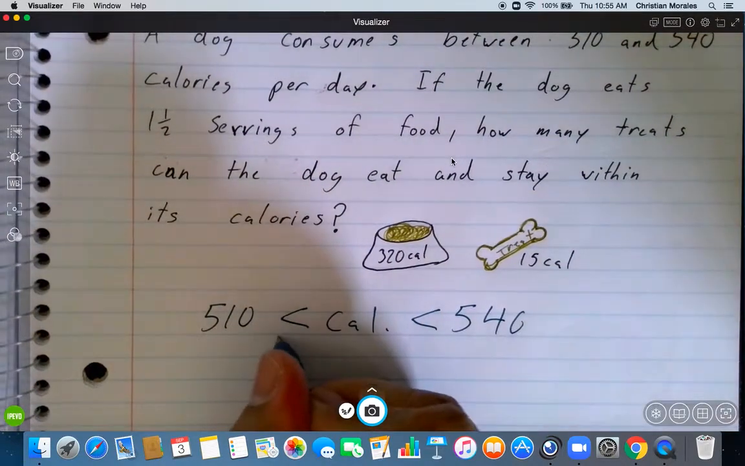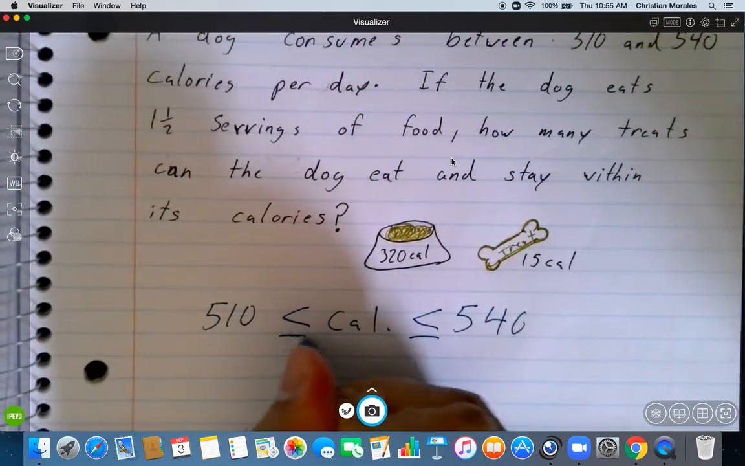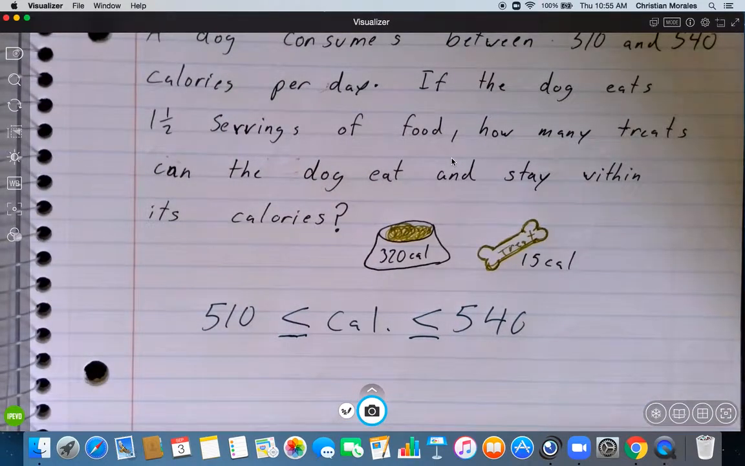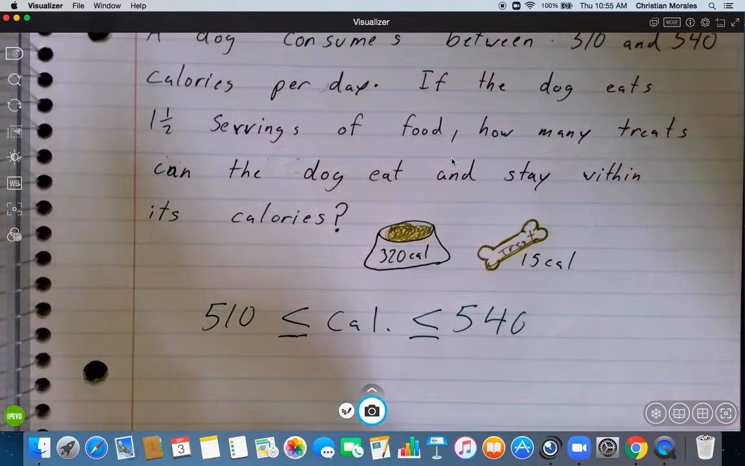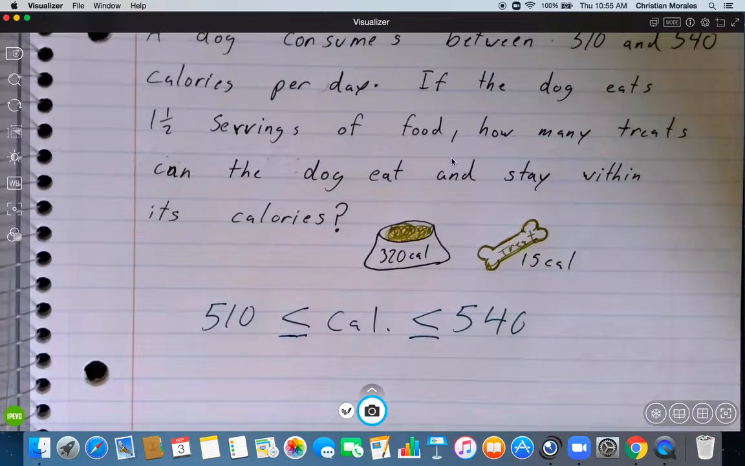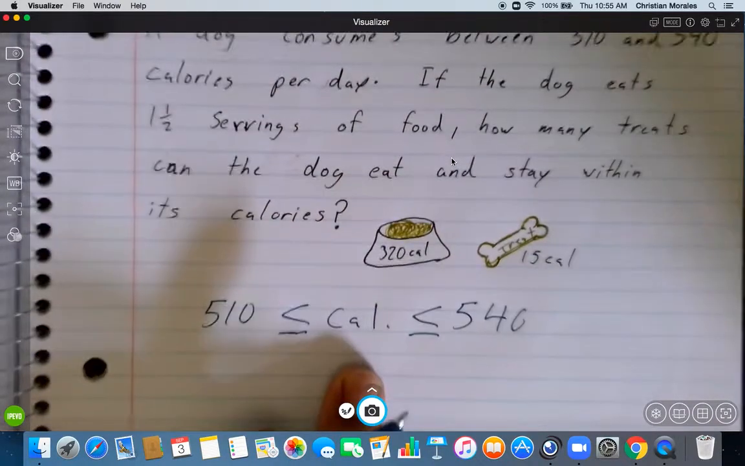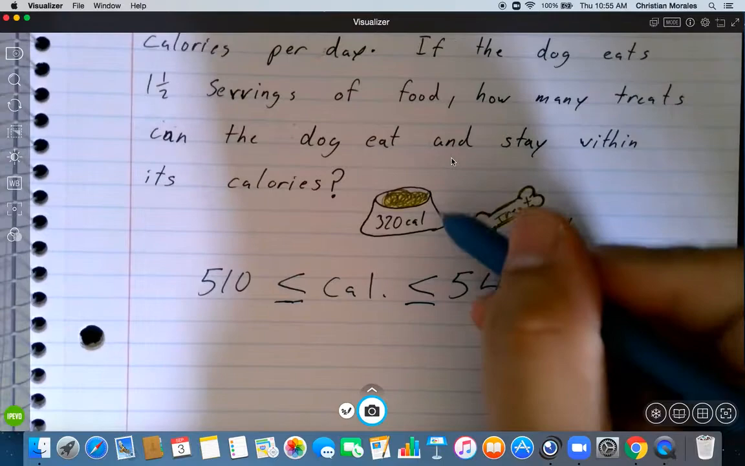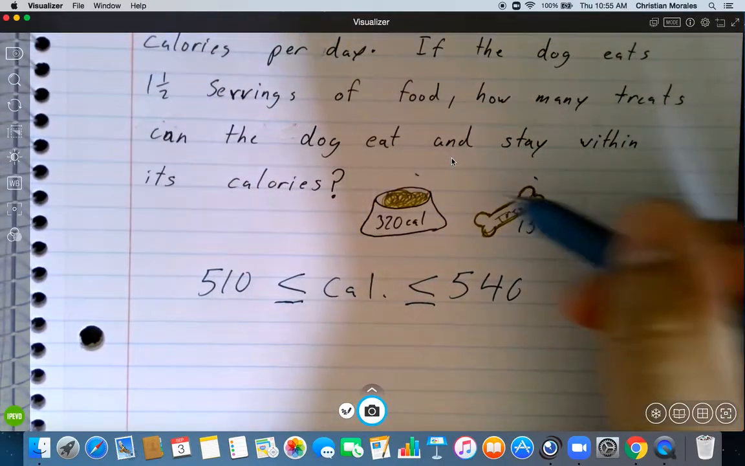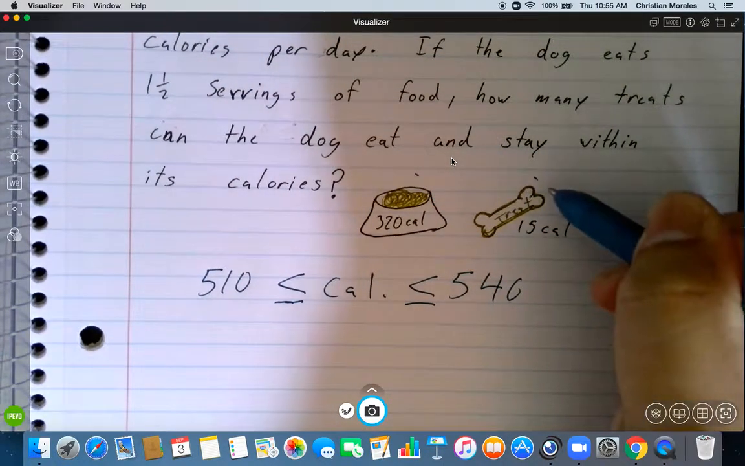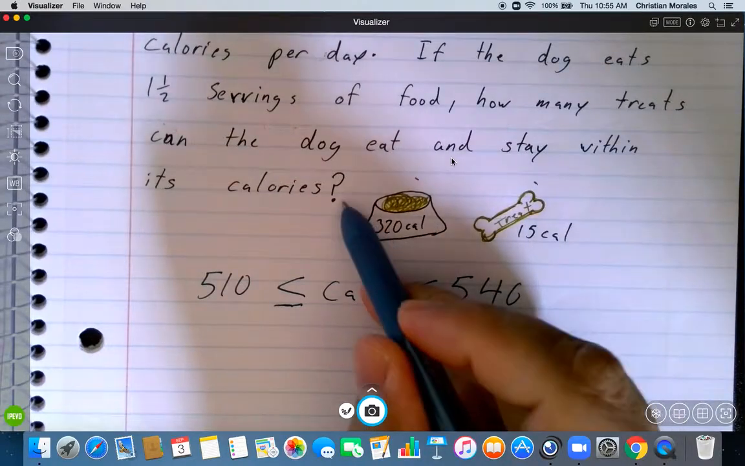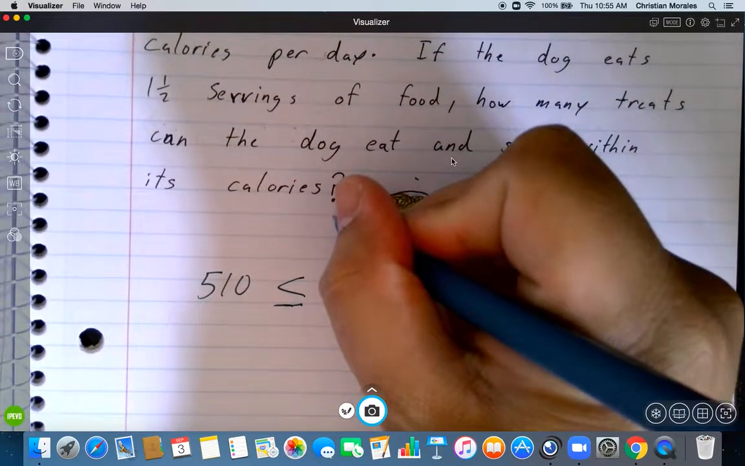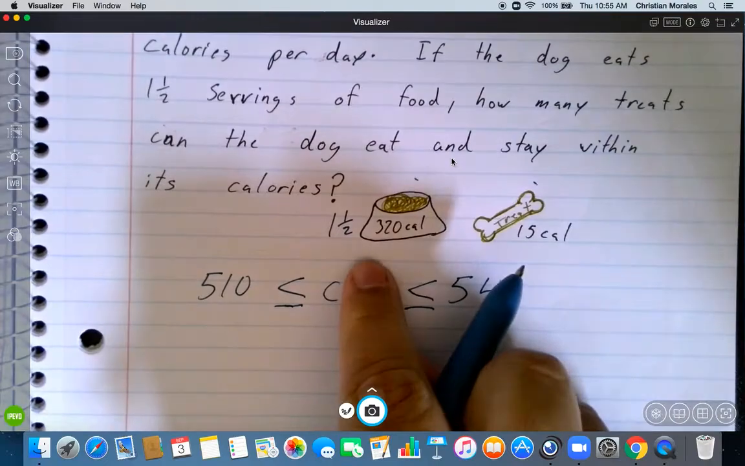So the dog can eat 510 calories and 540. So actually I should put them equal to as well. I should put that in. They can have 510 calories. They can eat 540 calories, and they can eat anything in the middle. Now, how do we calculate calories? Well, we have to use the dog food and the treats. So we know they can have 1.5 servings. Now, 1.5 servings would be 1.5 bowls.